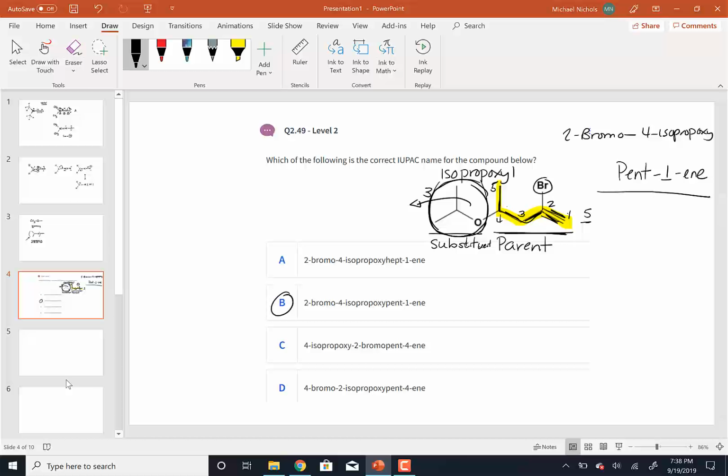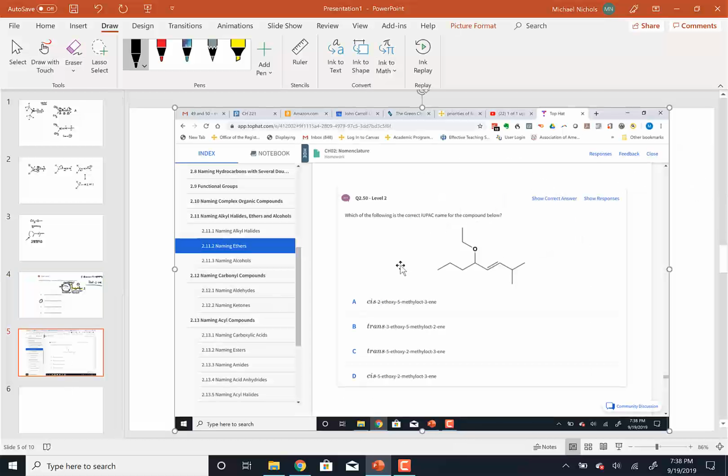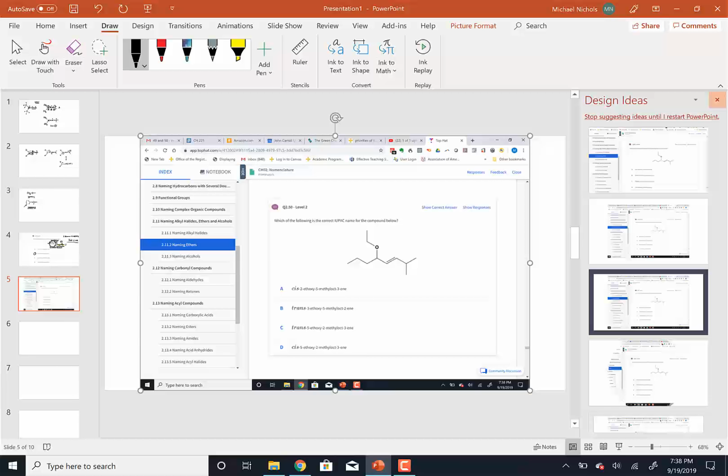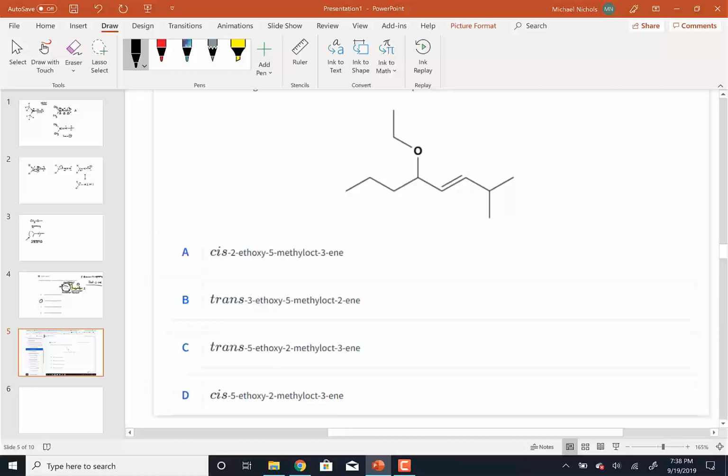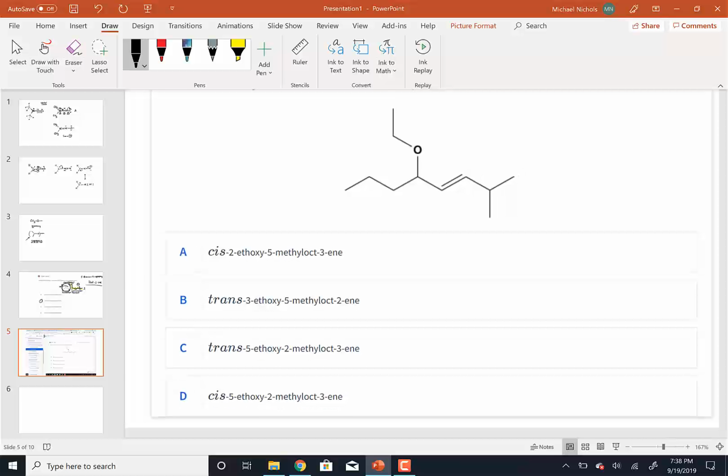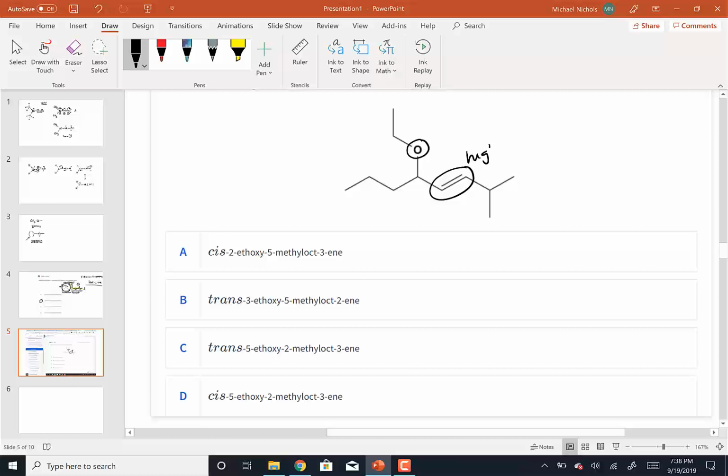We'll paste it into this. And in this case, I will get rid of that and just blow it up so we can see all four names. Okay, so if I'm looking at this as my molecule, looking at the ether versus the double bond, the double bond has the higher priority. And so this ether is just going to be named as a substituent.